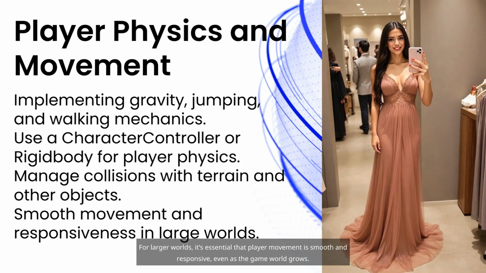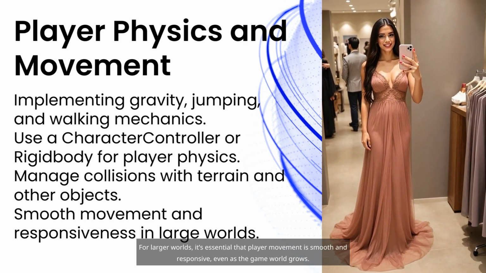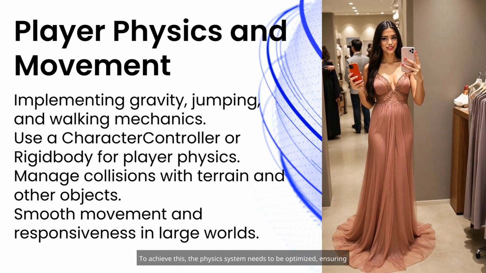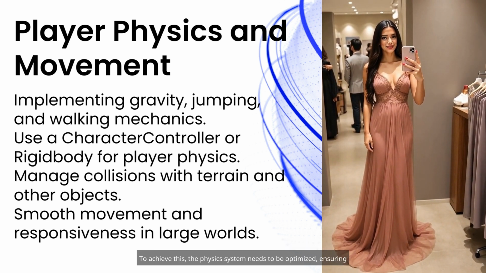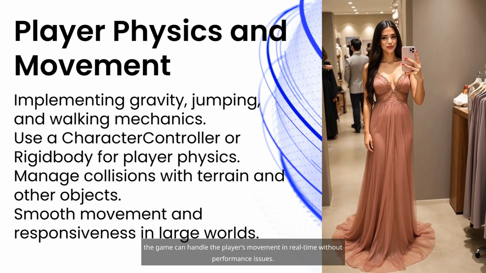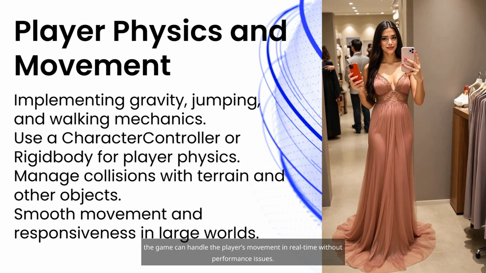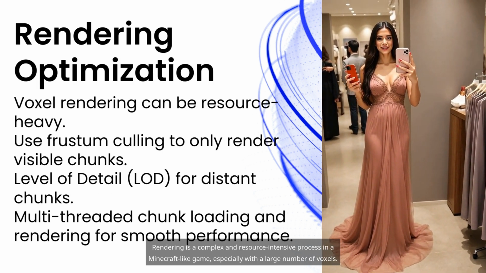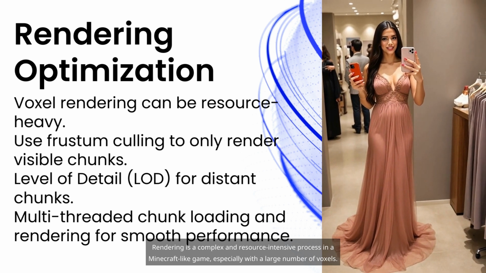For larger worlds, it's essential that player movement is smooth and responsive, even as the game world grows. To achieve this, the physics system needs to be optimized, ensuring the game can handle the player's movement in real time without performance issues.